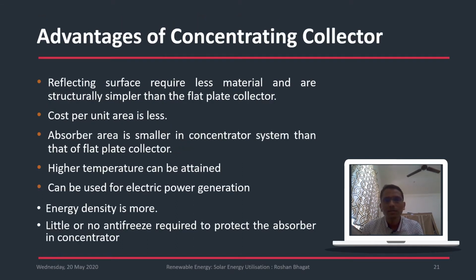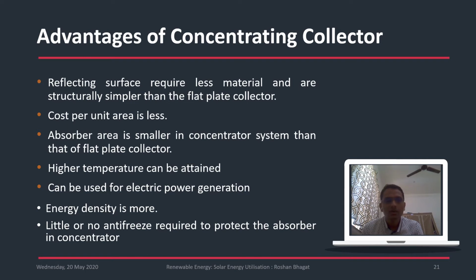Now the next thing, advantages of the concentrating collector. Reflecting surfaces require less material and are structurally simpler than the flat plate collector. Cost per unit area is less. Absorber area is smaller in a concentrated system than in a flat plate collector system. That is one of the advantages. Higher temperatures can be achieved. The temperature limitation is up to 70 or 90 degrees Celsius for other collectors, but higher temperatures can easily be achieved with a concentrating type of system. It can be used for electricity power generation, as we have discussed, because temperatures well above 100 degrees Celsius can be easily achieved.